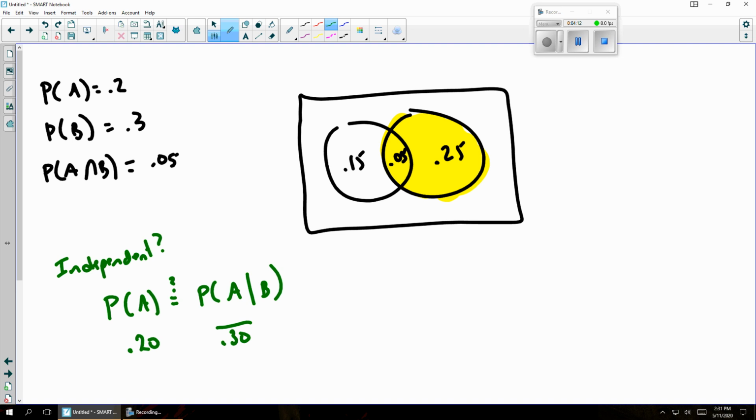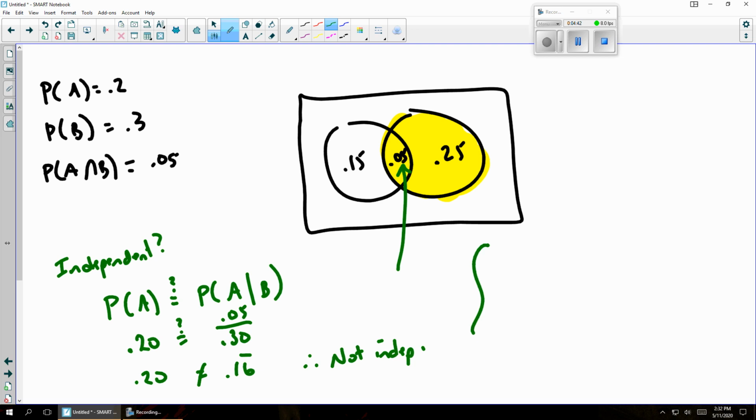How much of that 30% is also A? Just that part right there, 5%. And so the question is, are these two numbers here equivalent? And of course you could grab your calculator and do that other part if you wanted to, but this is going to be not the same, therefore not independent.